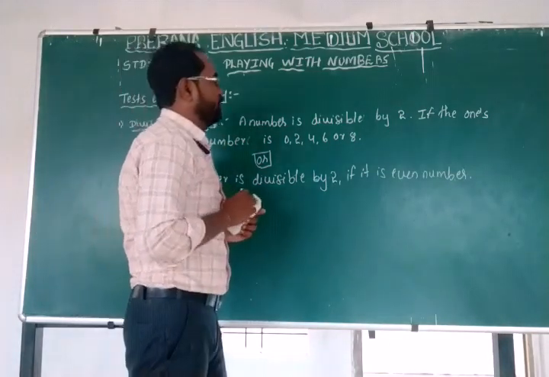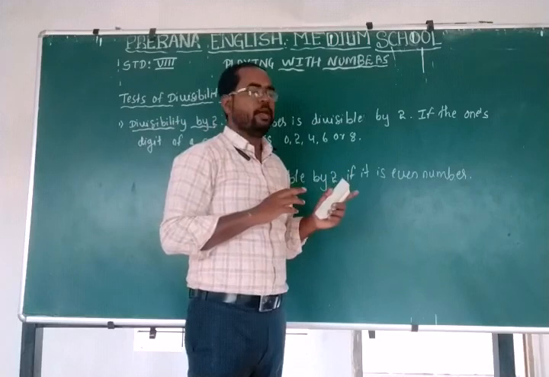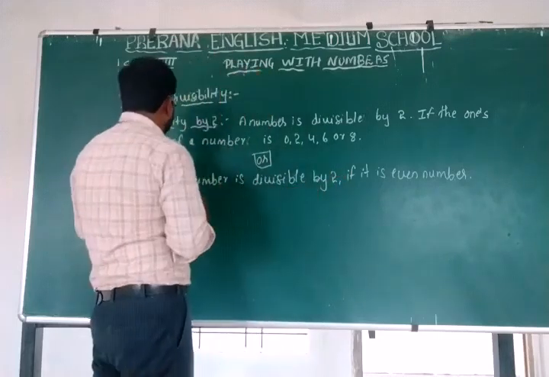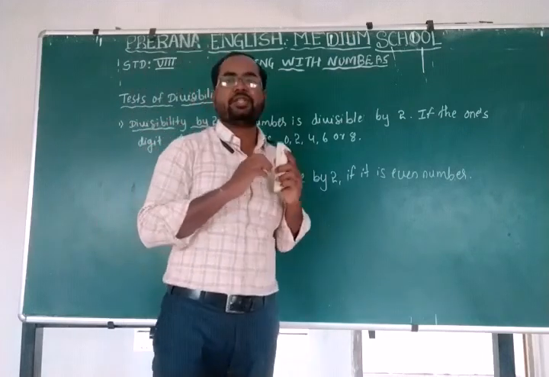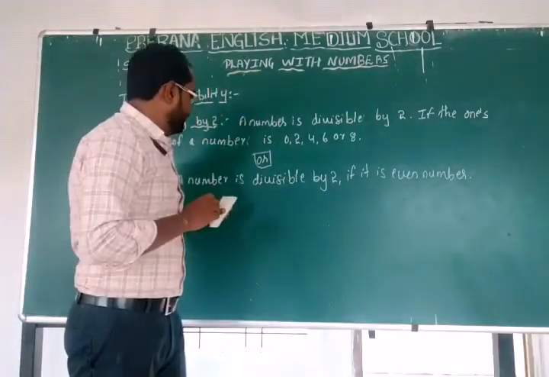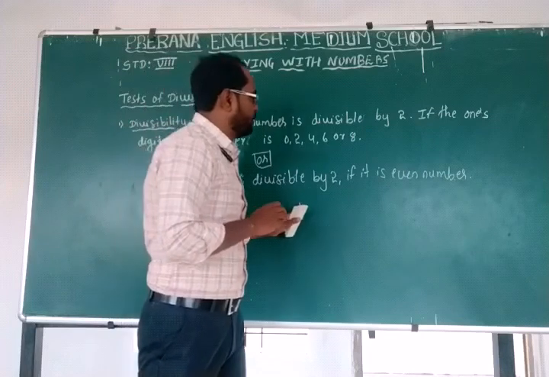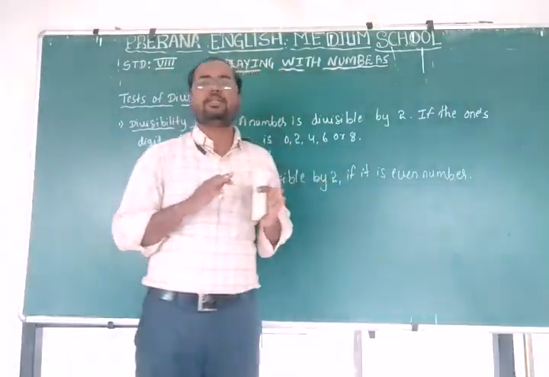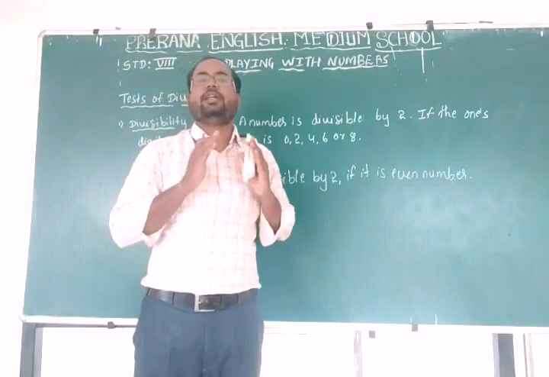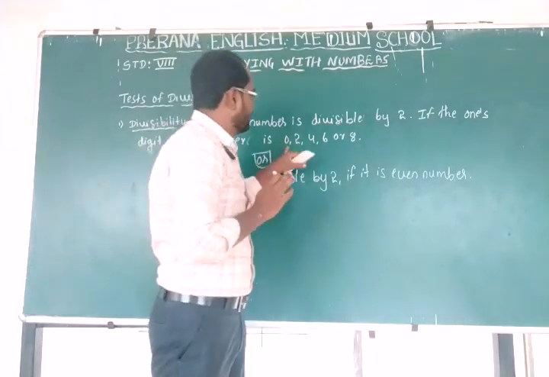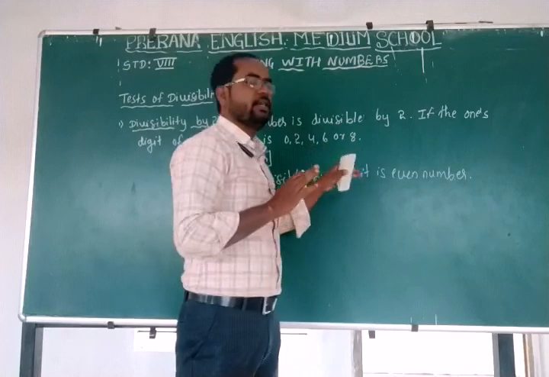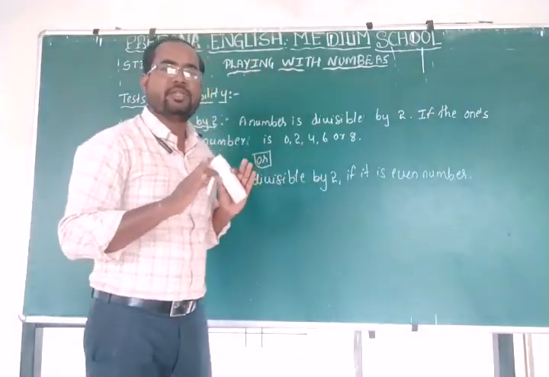A number is divisible by 2 if the ones digit of a number is 0, 2, 4, 6 or 8. Or you can read it as: a number is divisible by 2 if it is an even number. That means all even numbers are divisible by 2. If the number ends with 0, 2, 4, 6 or 8, then we can say that number is divisible by 2.